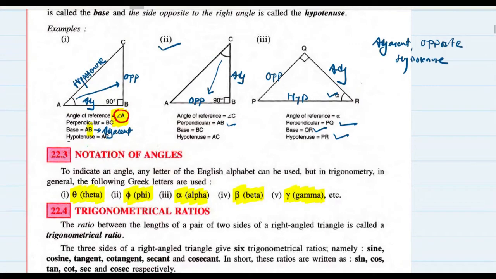Before going there, I would like to ask you, in any right angle triangle, let's say triangle ABC, how many sides do we have in triangle ABC? In triangle ABC, we have three sides: AB, BC, and AC. We can make a ratio of these three sides in 6 different ways. Three sides can be arranged in a ratio in 6 different ways. If you understand what I mean, I'll show you.